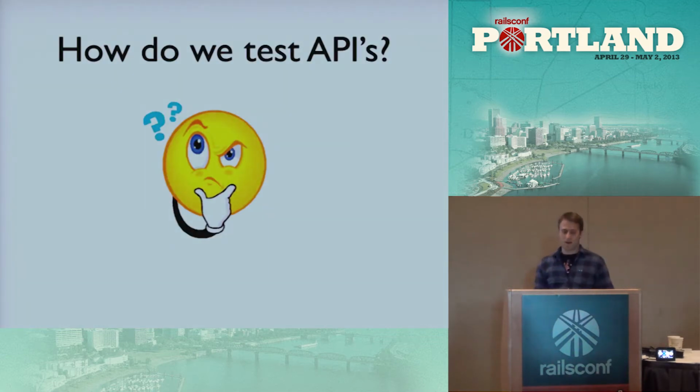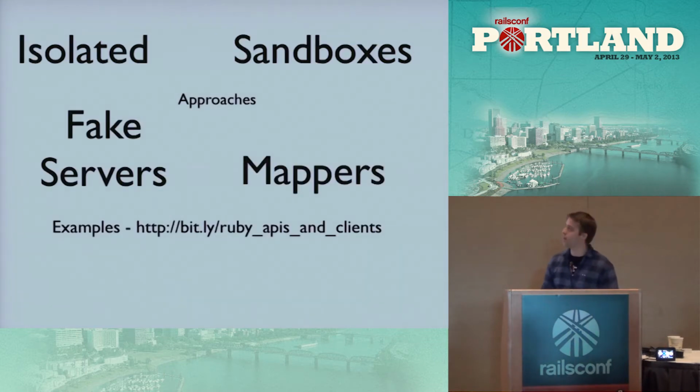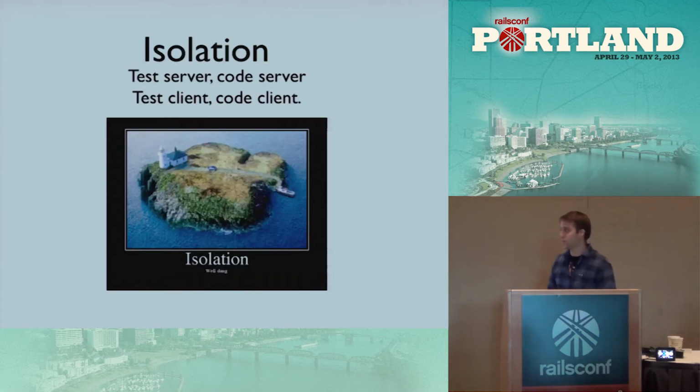All right, so how do we test APIs? So small caveat, these are all terms that I made up. The isolated approach, the sandbox approach, fake servers, and mappers. I'm going to explain these approaches that I've come across when developing APIs and such. And there's obviously probably a lot more. These are the ones that I'm going to touch into. So I'm going to start straight away with the isolation approach.